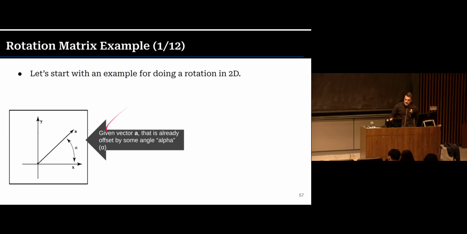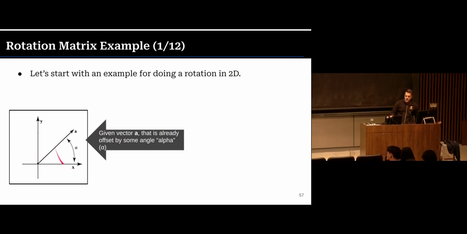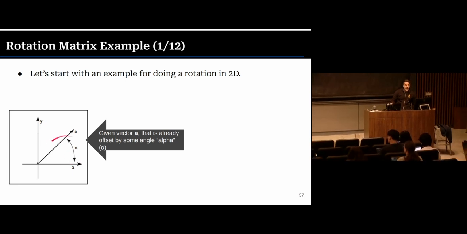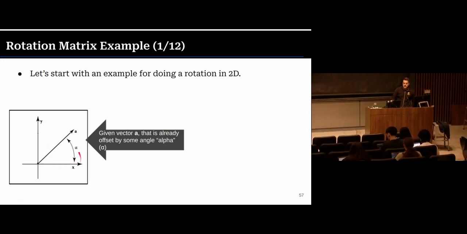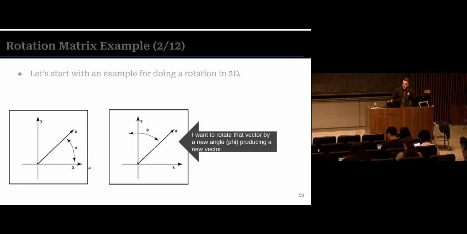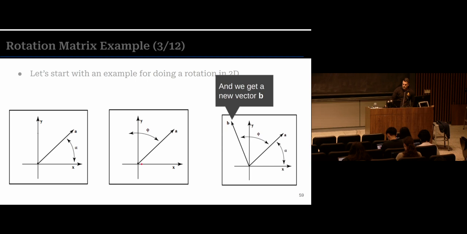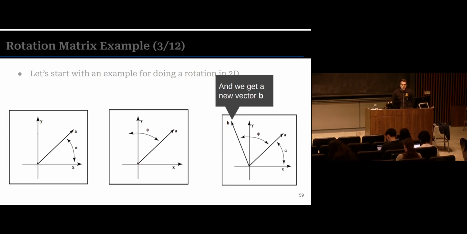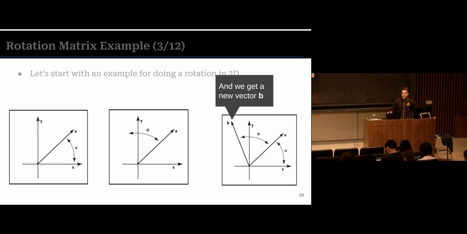So let's look at this example here. I've got my vector A here. It's already rotated about an angle from the x-axis, so I've got some angle here. And what we're going to want to do is add some other angle, phi, to rotate this vector and produce a new vector here. Okay, so that's our goal. Let's figure out how we get that derivation to do this.